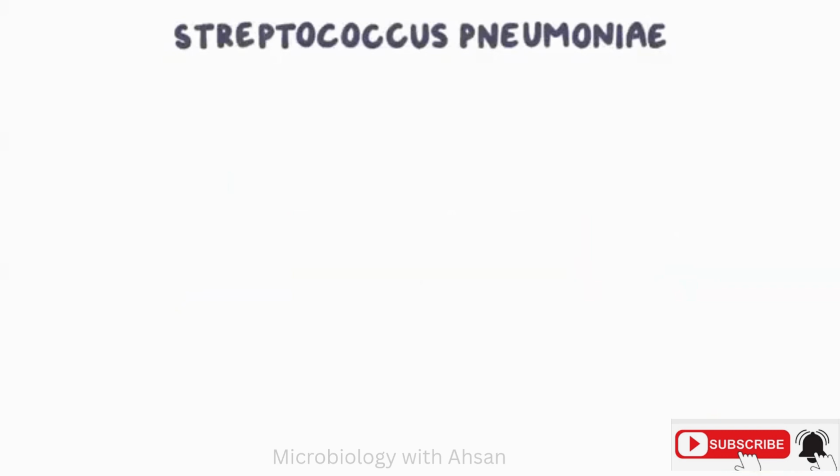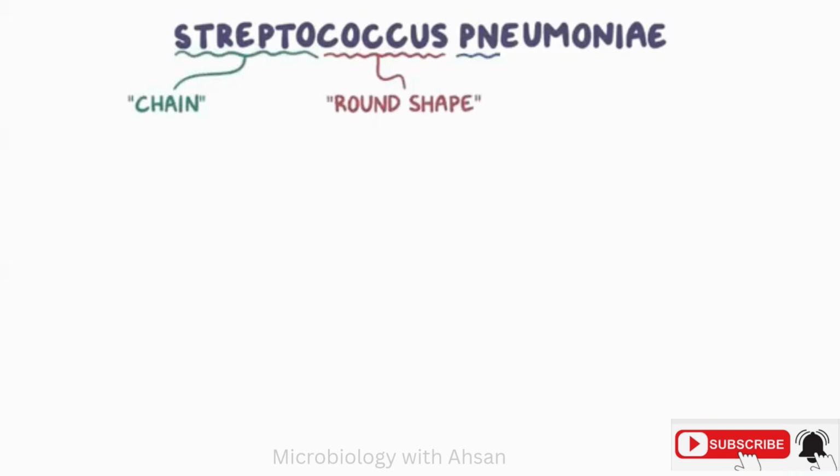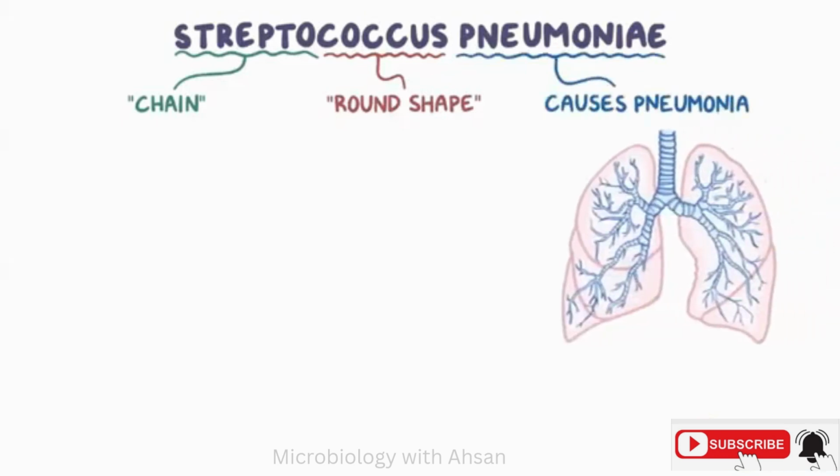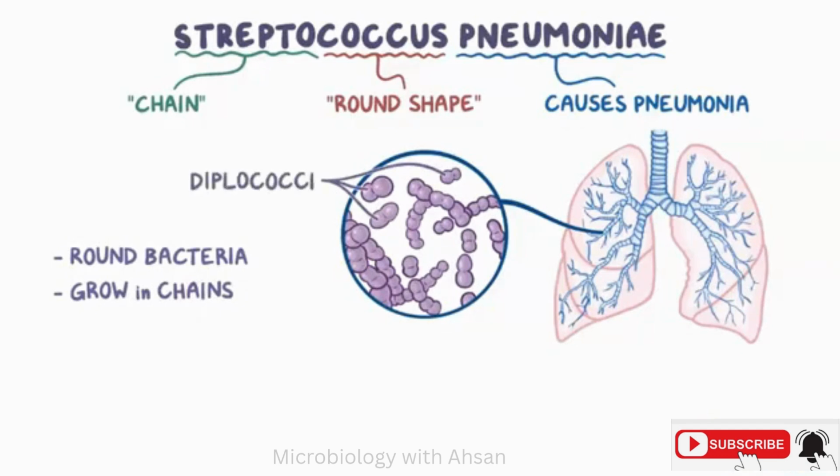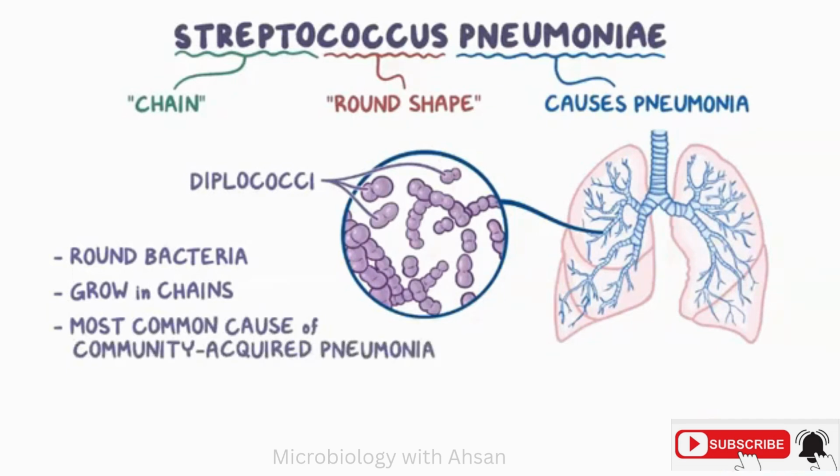Strep pneumoniae can be broken down into strepto, which means chain, coccus, which means round shape, and pneumoniae, which refers to the fact that it causes pneumonia. No surprises there. So strep pneumoniae are round bacteria that tend to grow in chains, usually in lancet-looking pairs called diplococci. They're the most common cause of community-acquired pneumonia, meaning pneumonia acquired somewhere other than the hospital.